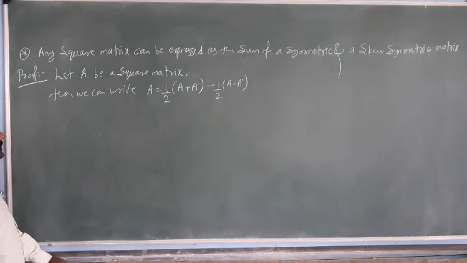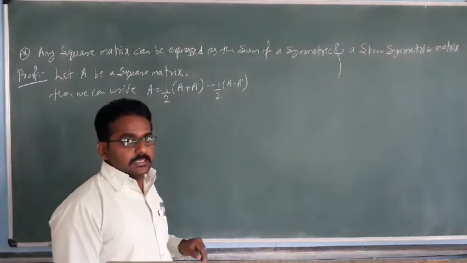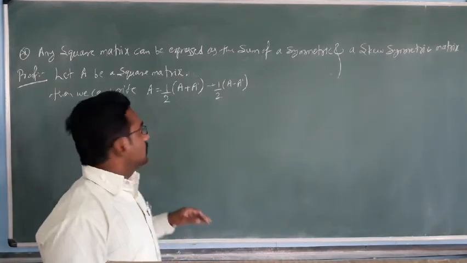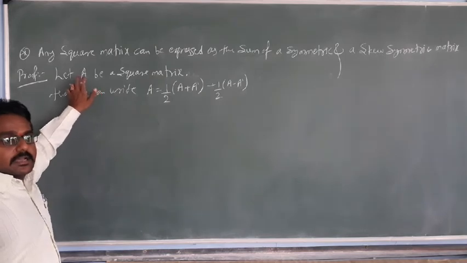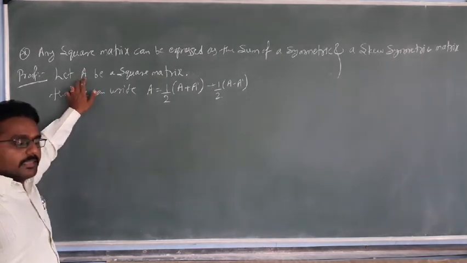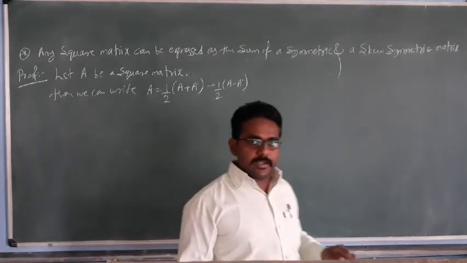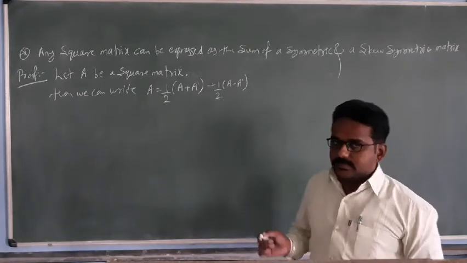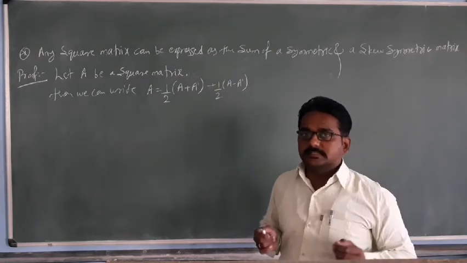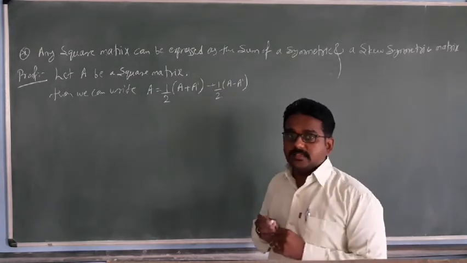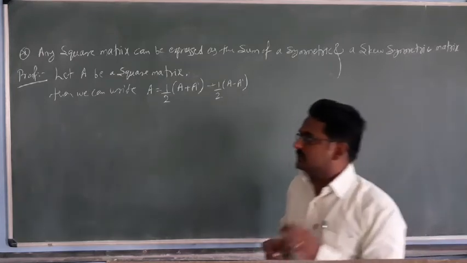Already we know A is a square matrix here, so I can take the transpose of this matrix. If I add the transpose of the matrix and the given matrix, A plus A dash is symmetric. And if I take the difference, that is A minus A dash, that is a skew symmetric matrix. Already we know that result.